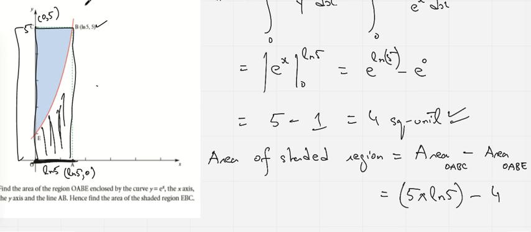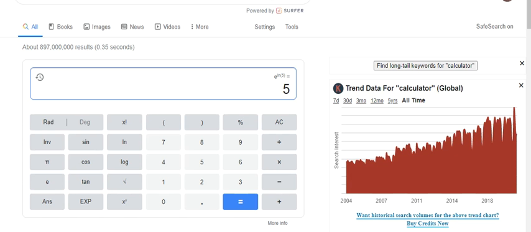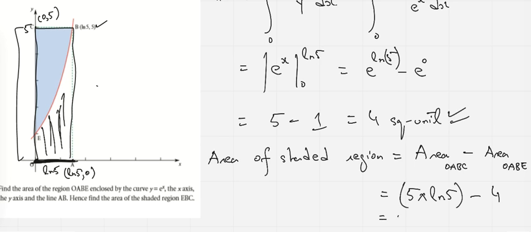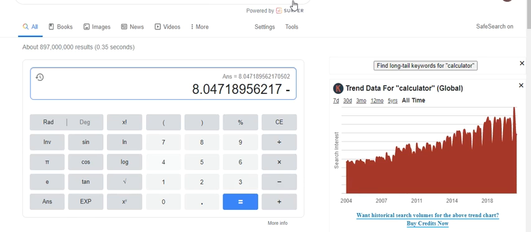So it is equal to what? 5 multiplied by ln 5 gives me 8.047. So it is equal to 8.047, and I'm going to subtract my 4 from it. So it is giving me 4.047, of course, right? So it's going to be 4.047.